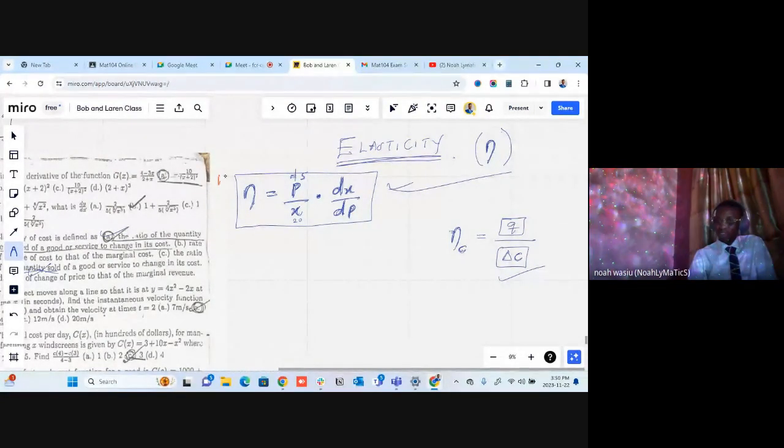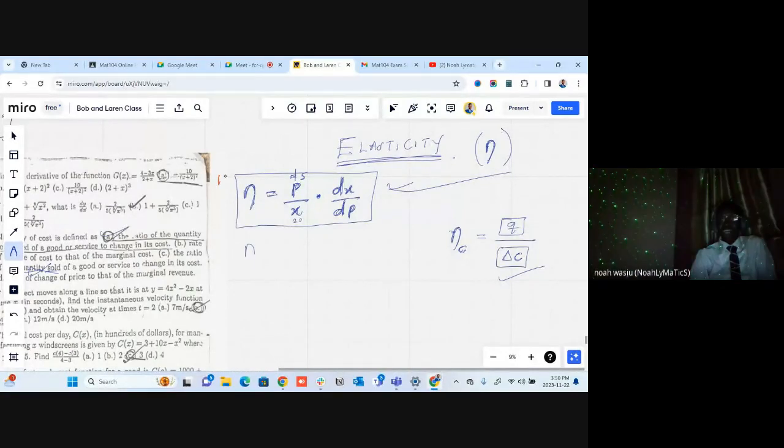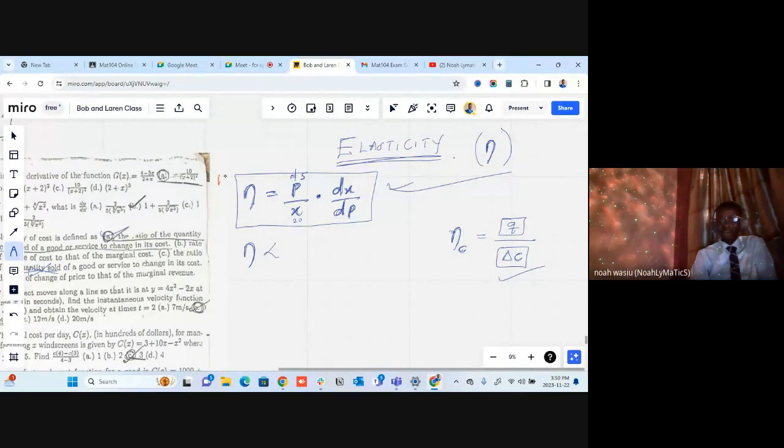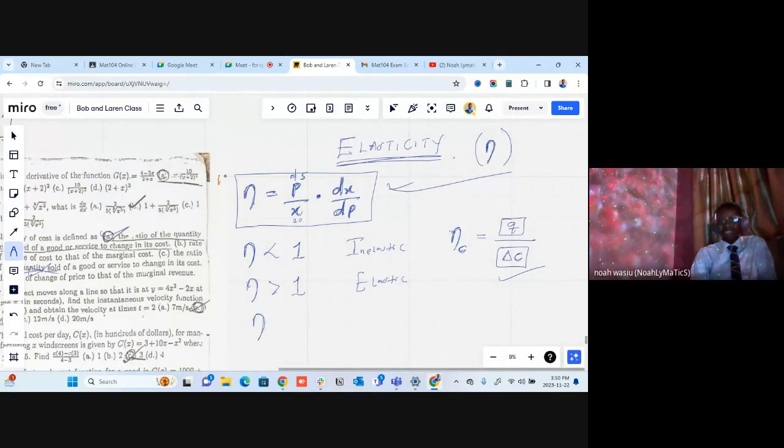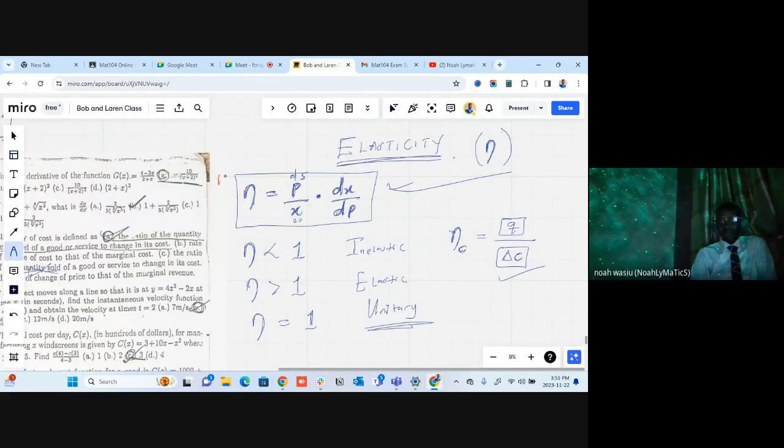Let's say you solve everything together, and you notice that your answer, your N, the elasticity of demand, is less than 1. Then it is inelastic. Please take note. But if your elasticity is greater than 1, then we say it is elastic. But what if the elasticity is equal to 1? We call it unitary. Unit means 1.